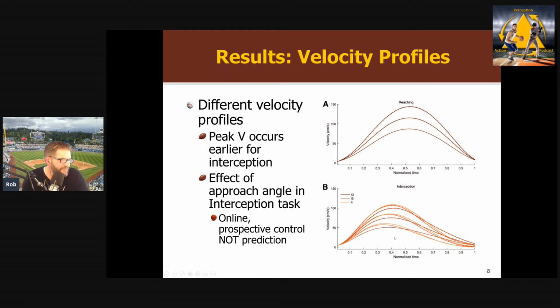Also, this study replicates, as I mentioned, a classic finding that Peper and Bootsma found, that what you can see is you get different velocity profiles within the same endpoint location. So imagine the target's going to reach the middle location, you get different reaching profiles for the different approach angles, right? And the reason this is important is because it demonstrates that what is going on is prospective online control, not predictive control, right?